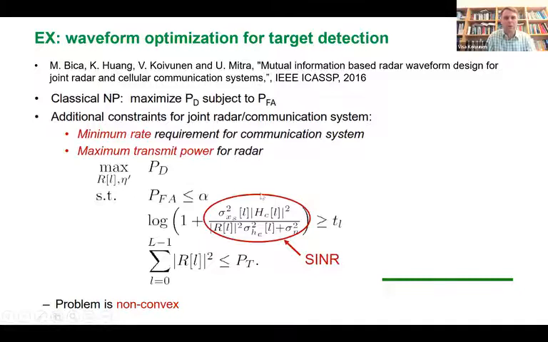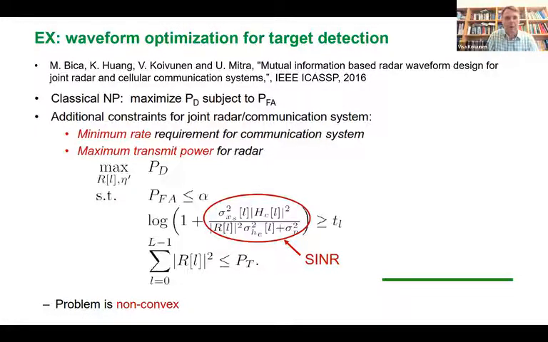Just to give you an example, this is an old piece of work that we did quite some time ago. The radar-centric objective function is to maximize the detection probability under a false alarm rate constraint. And then there is this Shannon-Hartley formula, making sure that you get at least a certain minimum rate for your communication, and then there's a power constraint. This type of problem would be non-convex, and as a result, you need to come up with ways to solve the problem or do some relaxations.